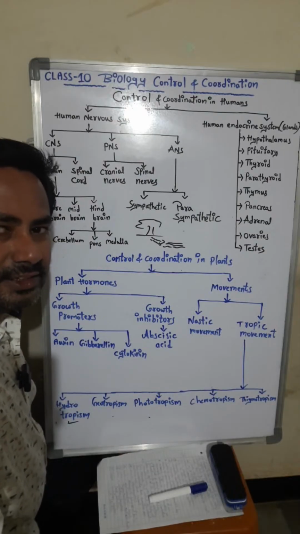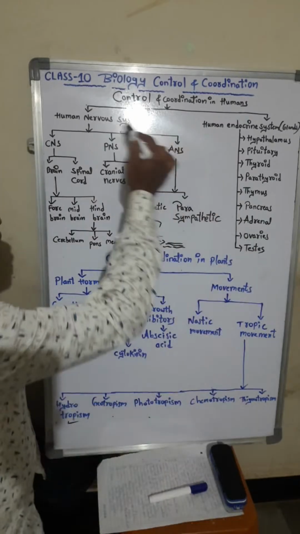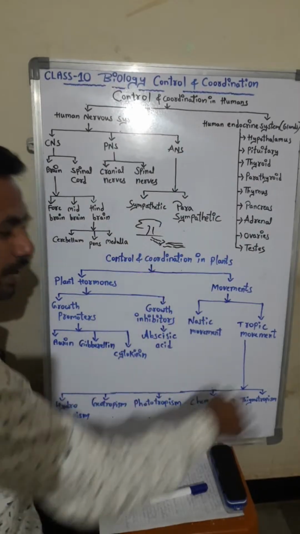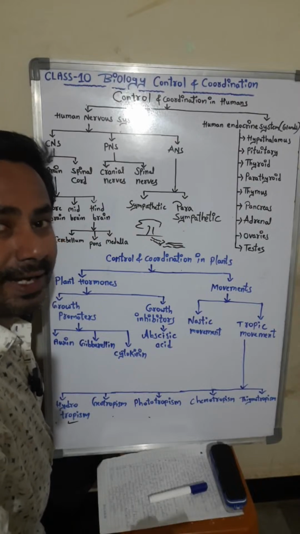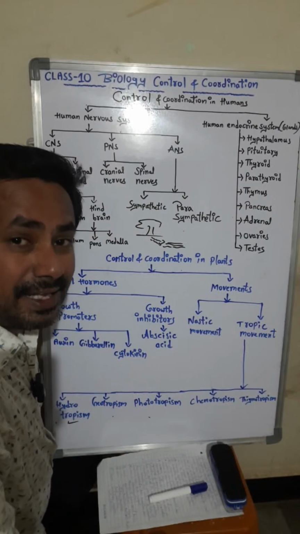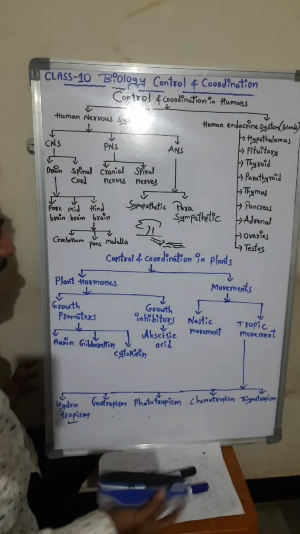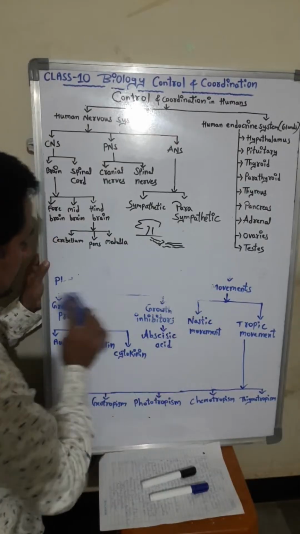Fine, got it? Control and coordination chapter. Control and coordination in humans we have seen. Control and coordination in plants we have seen. Only just a concept map trailer. The picture is still to come. Okay, fine, students. Now let us continue, students.